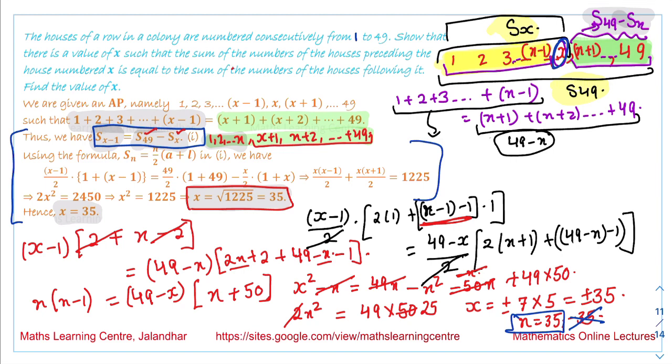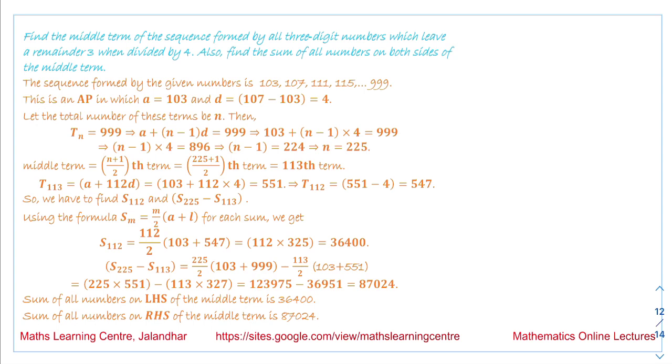It is up to you how you want to solve these types of questions. Now next is: find the middle term of the sequence formed by all 3-digit numbers which leave a remainder 3 when divided by 4. Also find the sum of all numbers on both sides of the middle term. The sequence is 103, 107, 111, 115, and so on up to 999. These are the numbers which leave a remainder 3 when divided by 4.